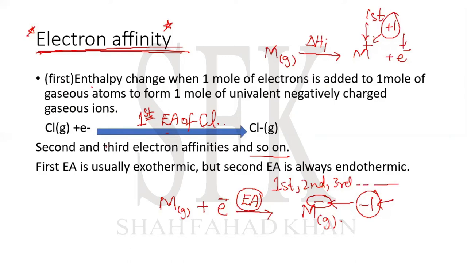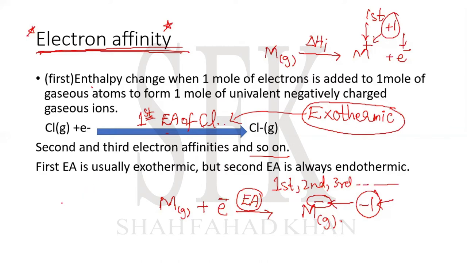Now guys, remember one thing. This first electron affinity is generally exothermic. The reason it's exothermic is that you are adding an electron to an atom. The atom is positively charged, the electron is negatively charged. You've established an electrostatic force of attraction between the electron and the atom, which is just like a bond forming. And you guys know that bond forming reactions are generally exothermic.